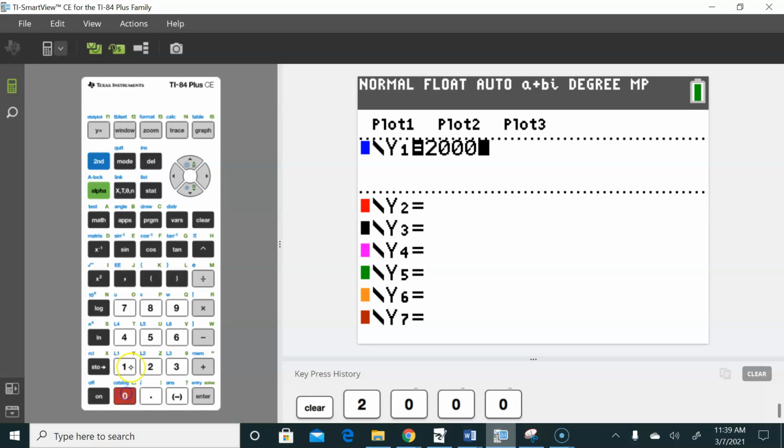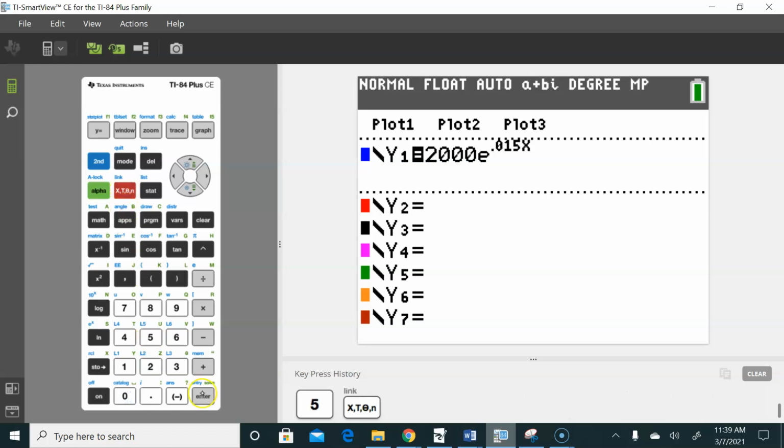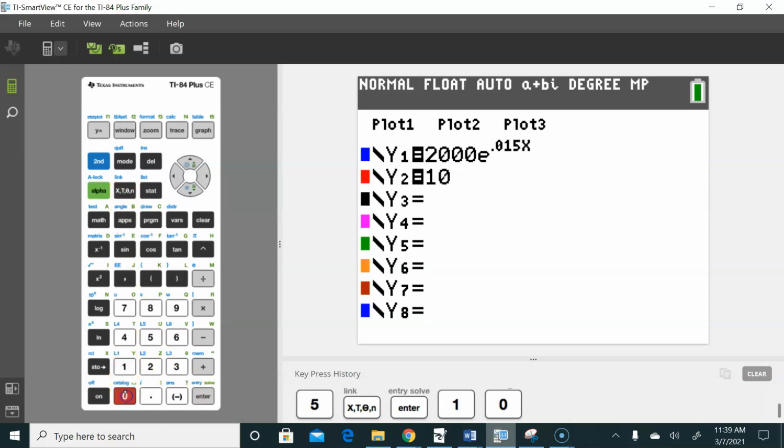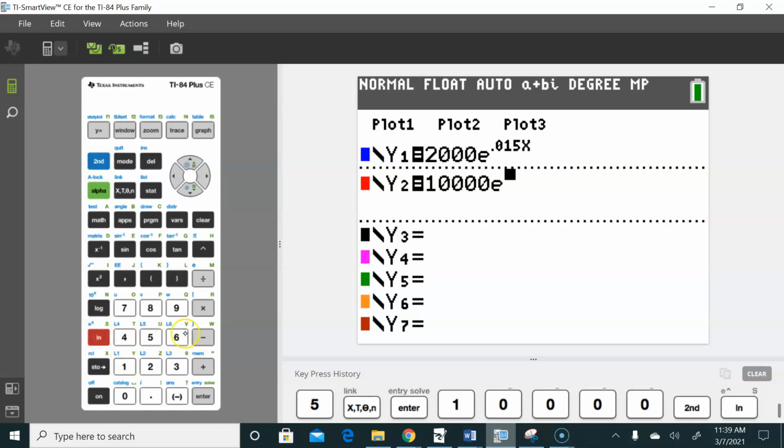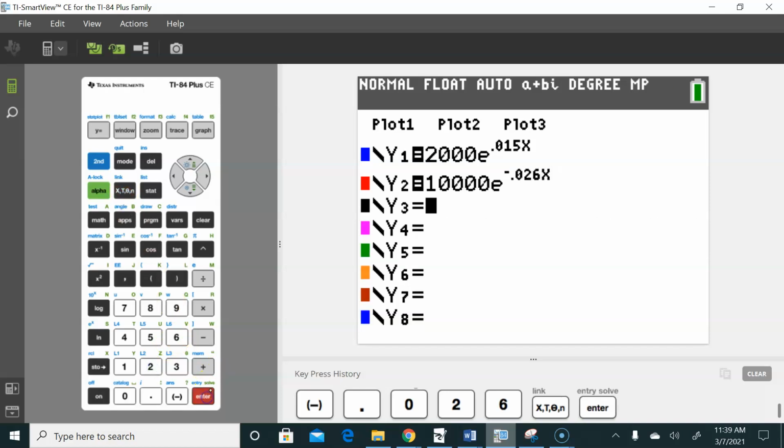2,000. Second, that E key, 0.015. The X key is in the mode. And 10,000. Second, that E key, negative 0.026. X, don't forget your X, you need a variable.